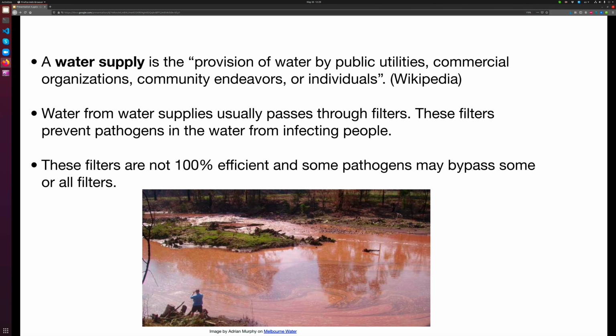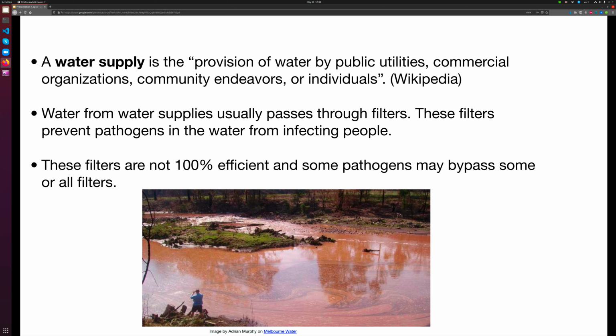A water supply is the provision of water by public utilities, commercial organizations, community endeavors, or individuals. Water from water supplies usually passes through filters. These filters prevent pathogens in the water from infecting people. These filters are not 100% efficient, and some pathogens may bypass some or all filters.